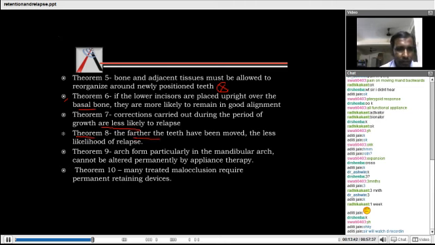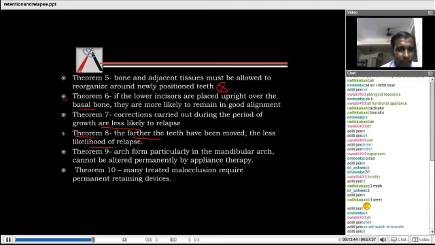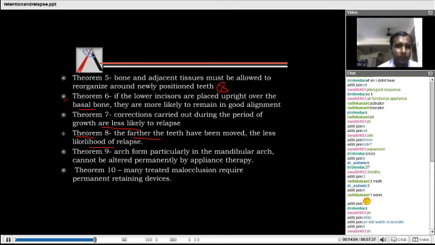Theorem 8: the farther the teeth have been moved, the less likelihood of relapse. It means overcorrection again; you have to move them more. As I told you, when correcting a crossbite, the lingual cusp of the maxillary first molar should be in the lingual influence of the mandibular molars. You got it? I explained, right? Everybody okay? So you should overcorrect it. You should move the teeth far away, so even if they relapse, they'll come back to the right place. Okay?